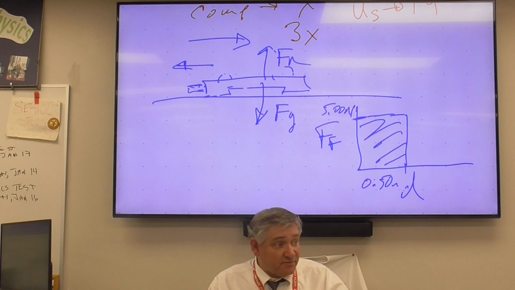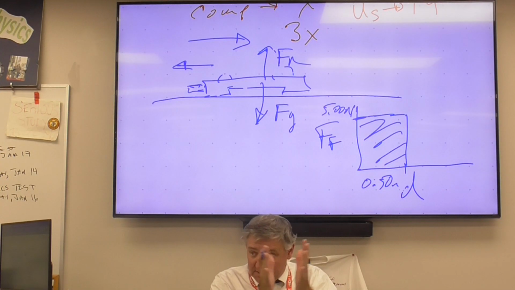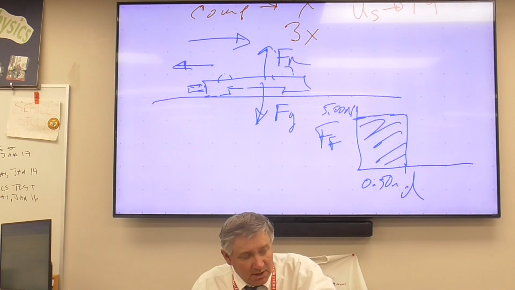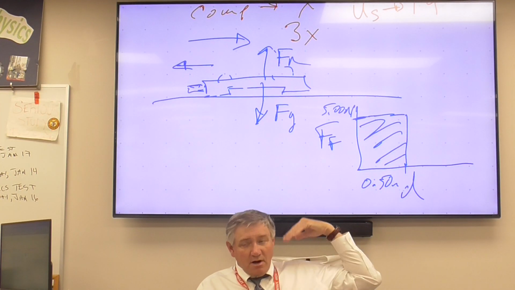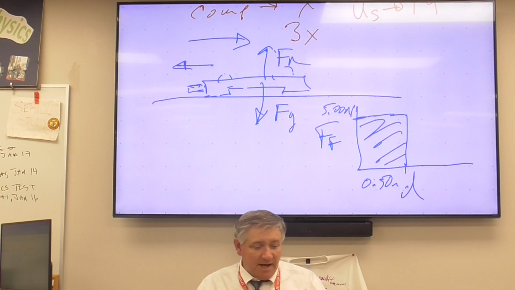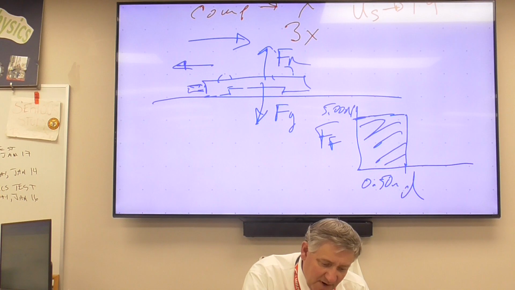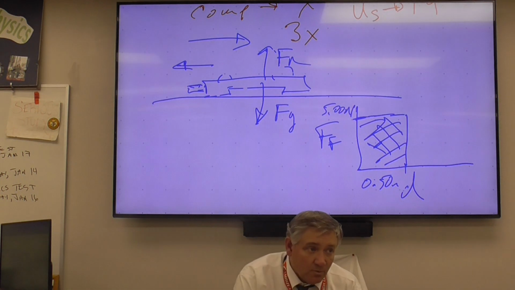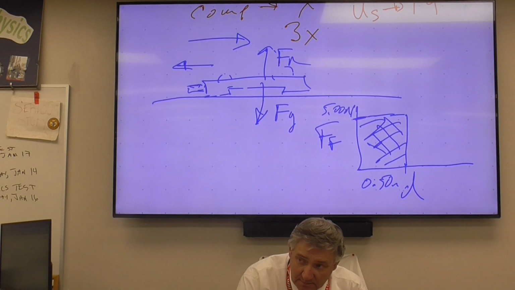Because this is a constant force. With the compression of the spring, that follows Hooke's law. So I can't draw a graph like this on a spring, or I can draw it with the frictional force. Now, if you were to find the area of that graph, what would that represent?